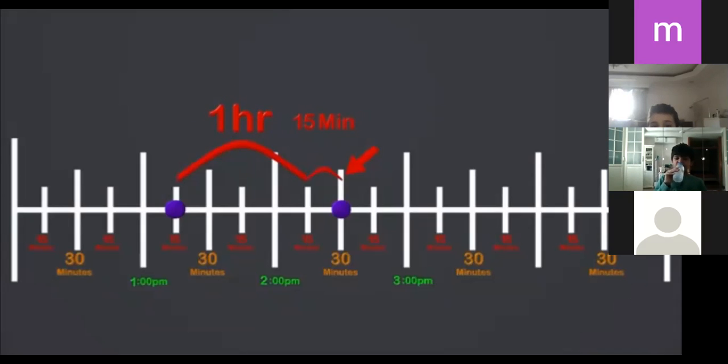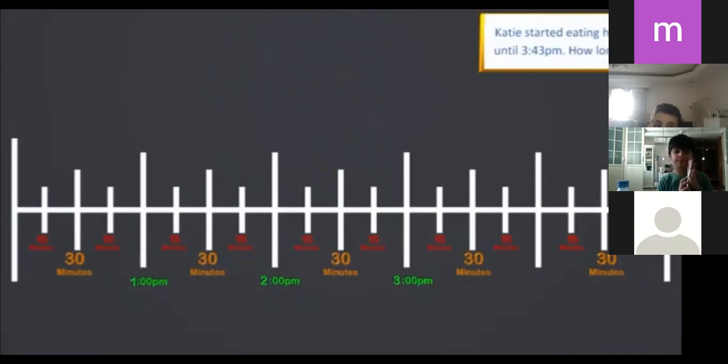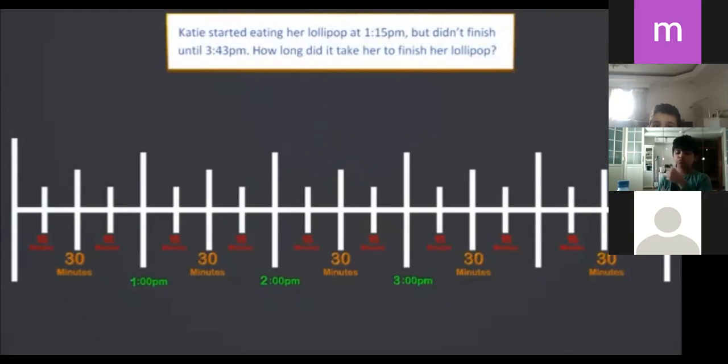Great job, guys! This is awesome! We just used a number line to solve a time problem. Let's bring in a word problem and see how the number line helps us. Here is a word problem that says Katie started eating her lollipop at 1:15 p.m., but didn't finish until 3:43 p.m. How long did it take her to finish her lollipop? That must have been a huge lollipop. This problem can seem tricky, but once we start using the number line, we will figure it out.